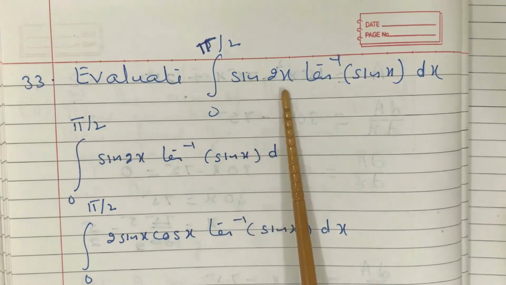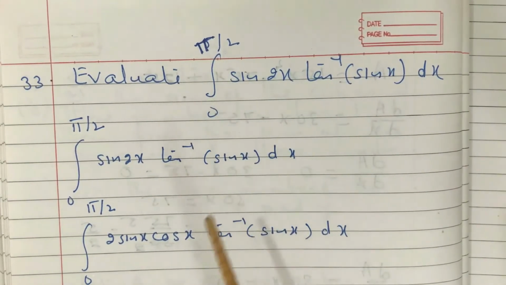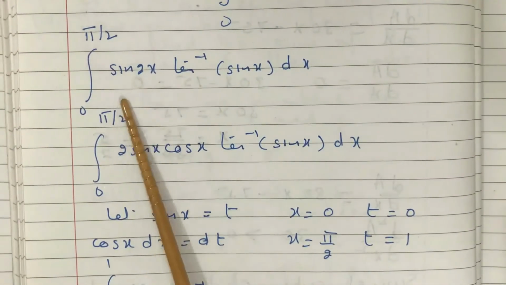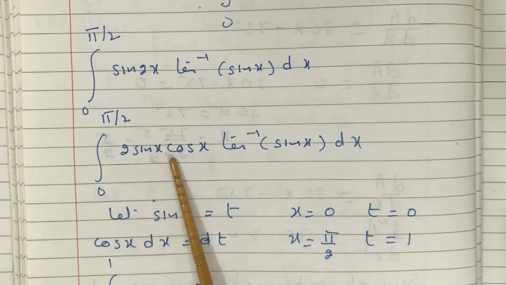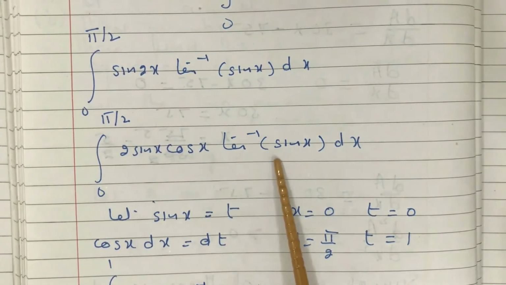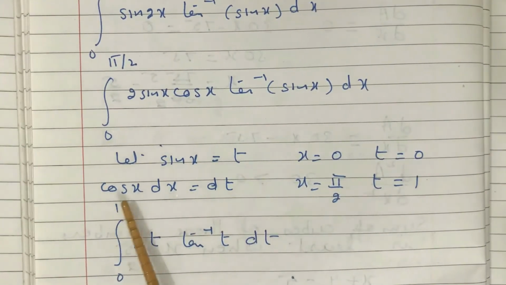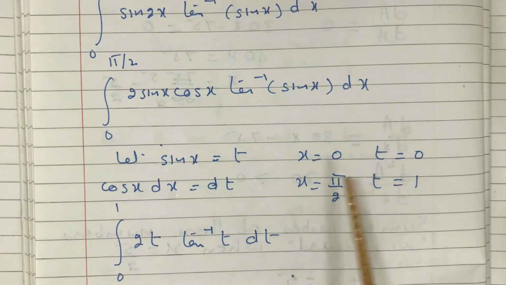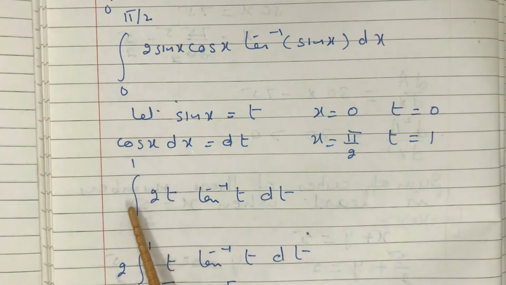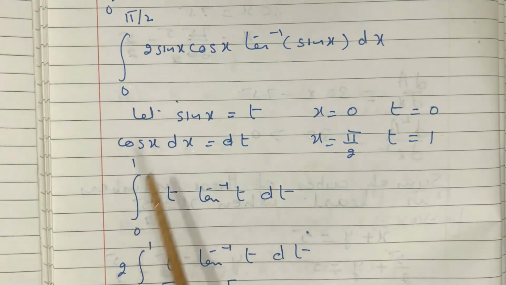Integrate sine 2x tan inverse sin x dx from 0 to pi by 2. Now this is the question, and write sine 2x as 2 sin x cos x, tan inverse sin x dx. Substitute sin x as t, then cos x dx is equal to dt. If x is 0, then t is 0. If x is pi by 2, then t is 1. So our question becomes integrate 2t tan inverse t dt from 0 to 1.